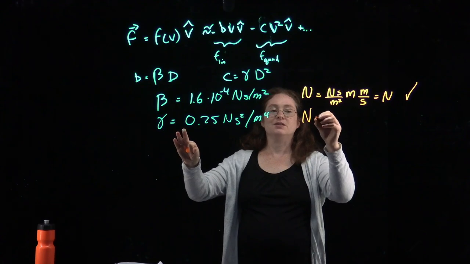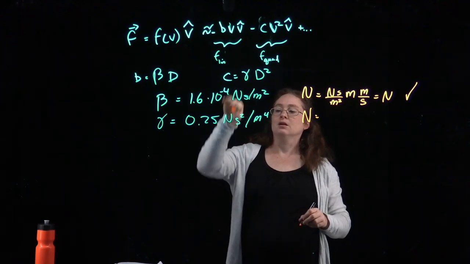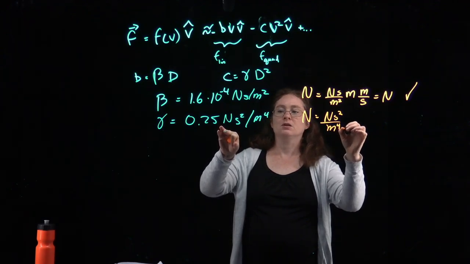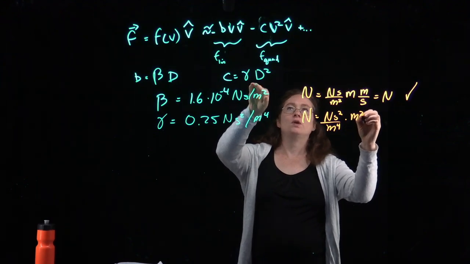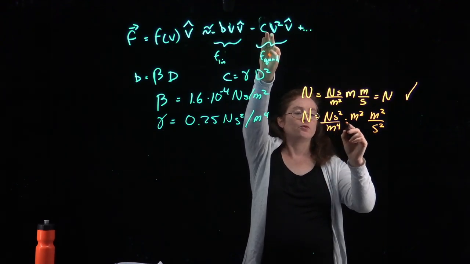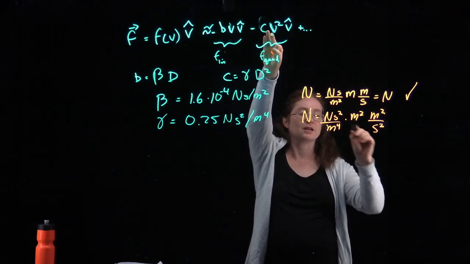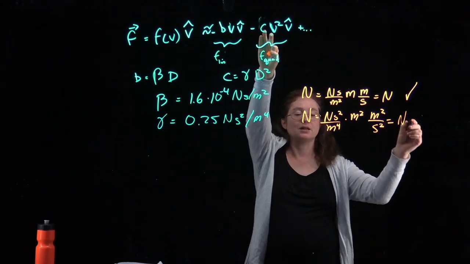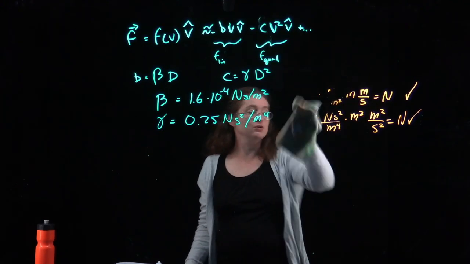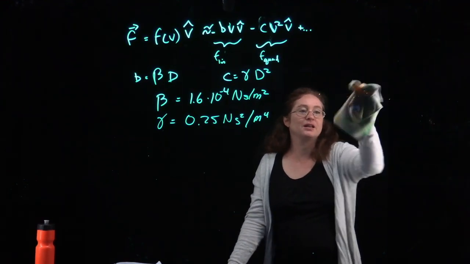For gamma, we have to have this term also have units of newtons. The units of gamma are newtons seconds squared per meters to the fourth, times meters squared, times meters squared per second squared. Here there are four powers of meters on the top and four powers of meters on the bottom, and seconds squared on the top and on the bottom. Those all cancel out, and we are, in fact, left with newtons. Always good to check your units, to make sure you know how you end up getting the right units.